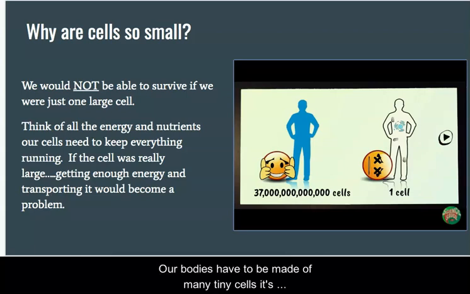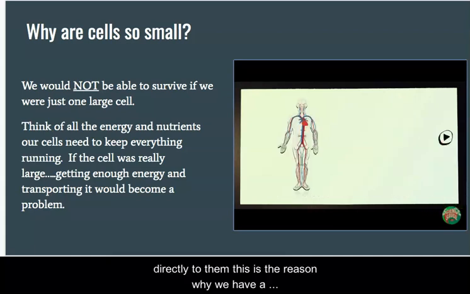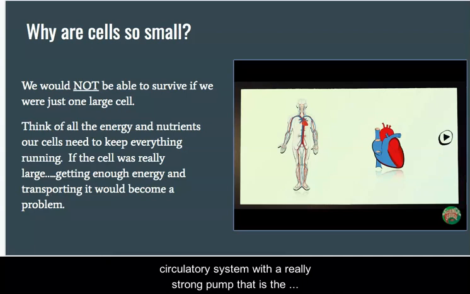Since our bodies have to be made of many tiny cells, it's important that the materials those cells need are transported directly to them. This is the reason why we have a circulatory system, with a really strong pump, that is the heart, constantly shifting nutrients in the blood throughout our body.